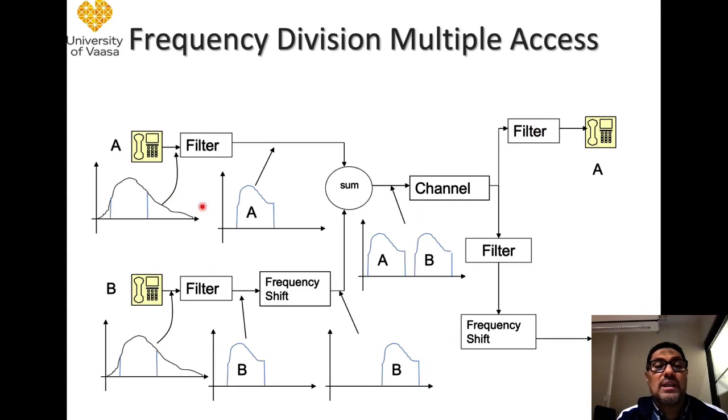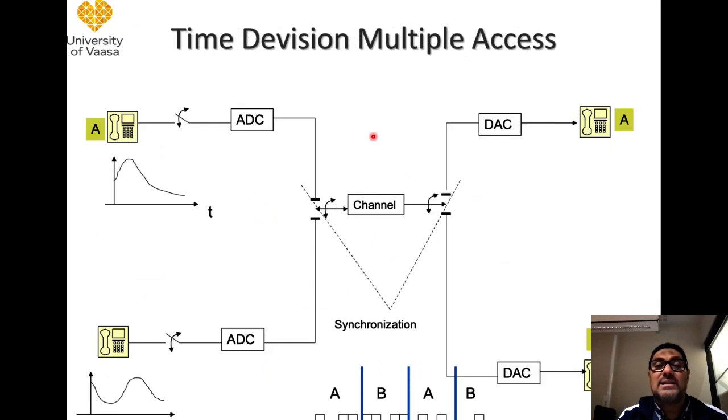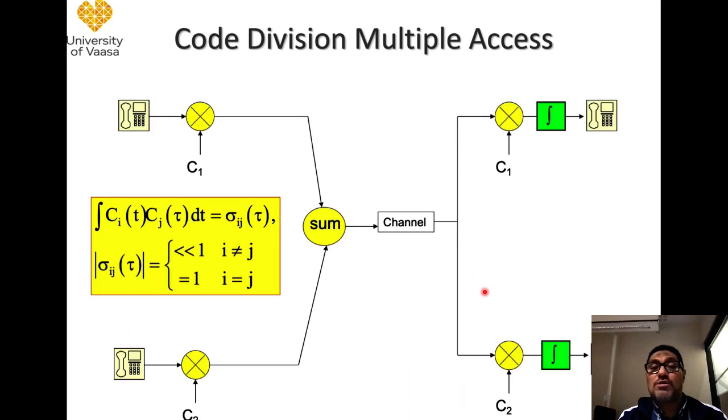Okay, here we have some figures about the frequency division multiple access, and also the time division multiple access. You can see here that we need synchronization in order to divide the time between terminal A and terminal B, so that each signal will reach A and B. Okay, and this is for code division multiple access. You can see that for the codes which have small orthogonality, it means that we have sigma ij between code i and j. It can be 1 if i is the same as j, but it is much less than 1 if i does not equal j.